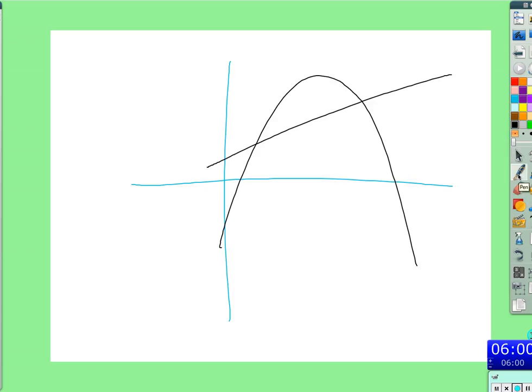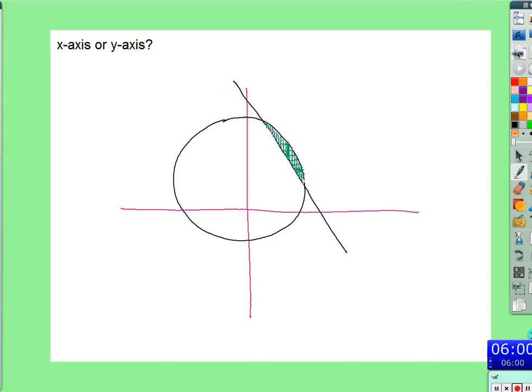So the shell method is just another way of finding the volumes of rotated solids that's easier than the disk or the washer. Here's why. Because if I asked you to rotate this around the y-axis, if we do it the same way as this other guy.